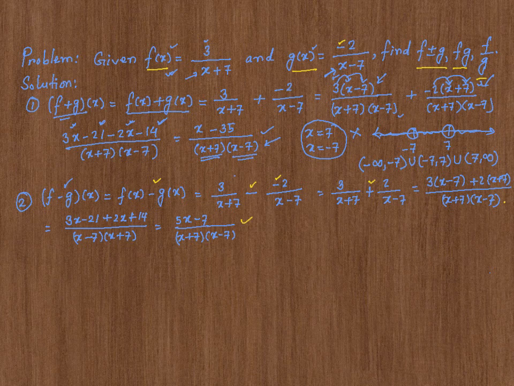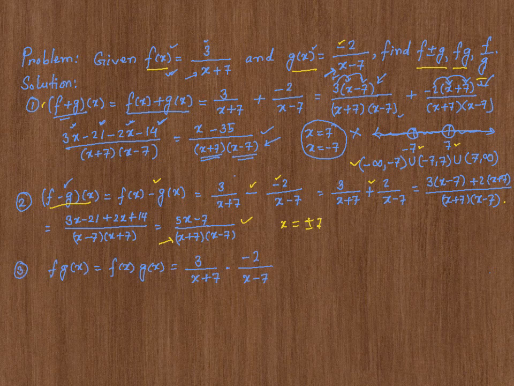However, again we have to look at the domain of this new function, as it turns out that the denominator has x plus 7 and x minus 7. So if x is plus or minus 7, the denominator is going to be 0. In that case, the new function will be undefined, and you want to avoid those values. So the domain of the new function is going to be the same as the domain of f plus g, which is all the numbers on the number line except for positive 7 and negative 7.